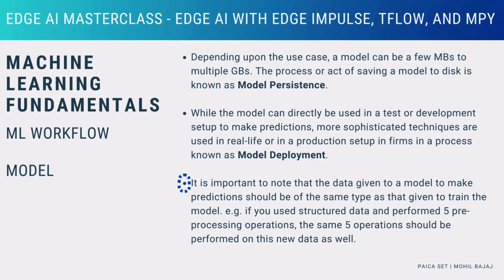For example, if you built a model with tabular data containing 5 features or columns, then those same 5 features, in the same order and same processed state, need to be used when you are using the model to make a prediction. Or if you built a computer vision model with images of size 96 by 96 pixels, the new unseen image that you send to the model should also be of the size 96 by 96.